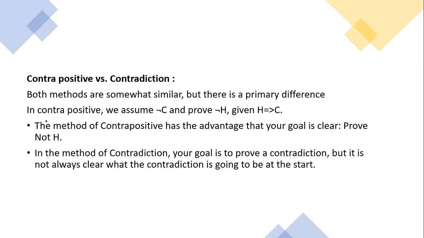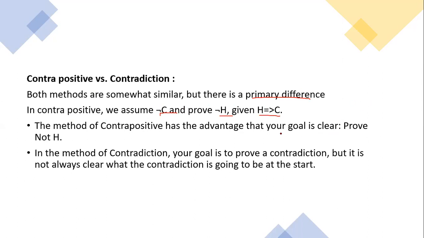What is the difference between contrapositive and contradiction? Both the methods are somewhat similar, but there is a primary difference. In contrapositive, we assume not C and prove not H. That means given if H then C, I am proving that if not C then not H. Okay, this is the contrapositive. The method of contrapositive has the advantage that your goal is clear. That means we are taking all those things in the opposite way. Just prove that, and from that I can say the previous given statement is also true.